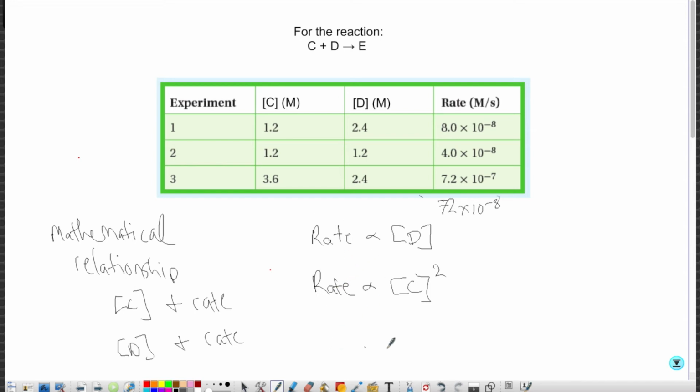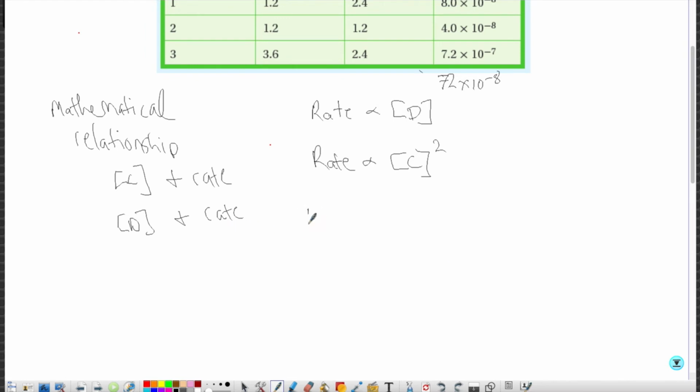So I could combine these, right? We've done stuff that looks like this. Rate is proportional to the concentration of D times the concentration of C squared. And the order doesn't really matter, right?